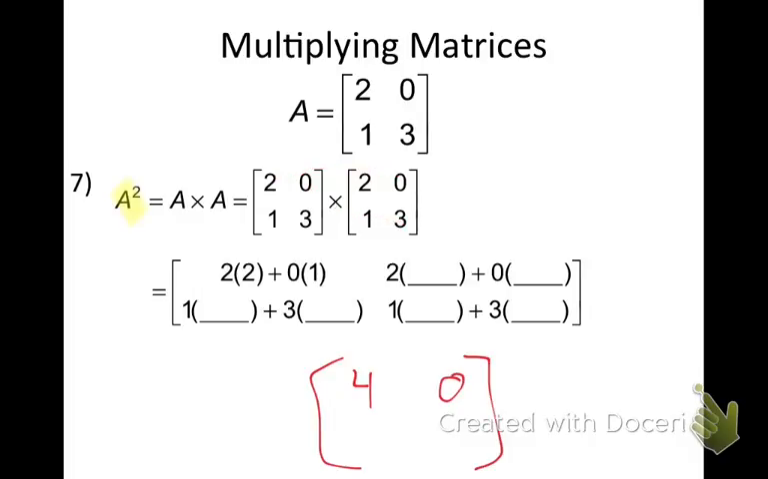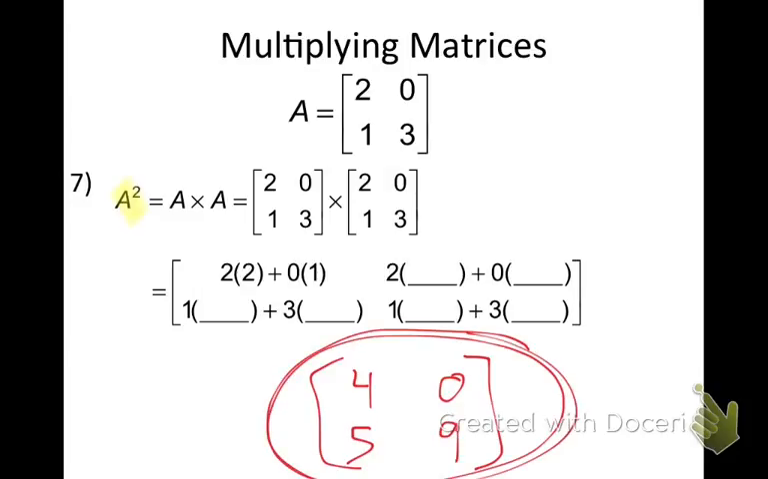0. And then I did 1 times 2. 2. 3 times 1. 2 plus 3 is 5. And lastly, 1 times 0 is 0, 3 times 3. 0 plus 9 is? Your resultant matrix will be 4, 0, 5, 9. Very good.